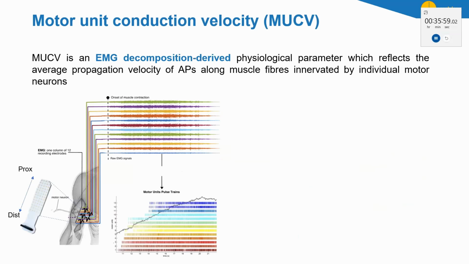On the other hand, motor unit conduction velocity is an EMG decomposition-derived parameter, so not a global EMG-derived parameter, which reflects the average propagation velocity of action potentials along muscle fibers innervated by individual motor neurons. And from an experimental standpoint, the methodology is exactly the same. In this case, an example is shown for the biceps brachii. We position a bidimensional grid of electrodes on the muscle belly.